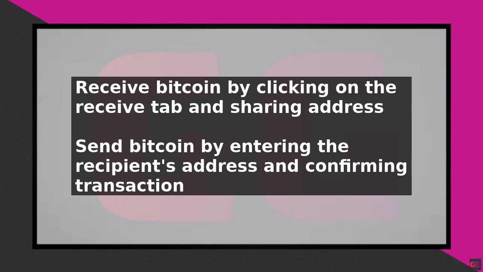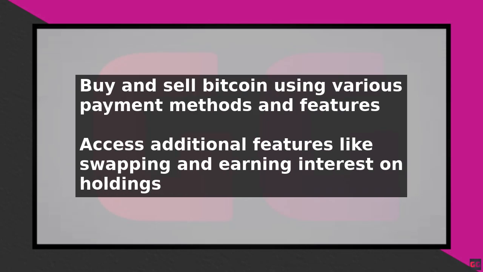to complete the purchase. In addition to buying and selling Bitcoin, the Bitcoin.com wallet also provides a range of other features, including the ability to swap between different cryptocurrencies and to earn interest on your Bitcoin holdings. To access these features, click on the respective tabs and follow the instructions.